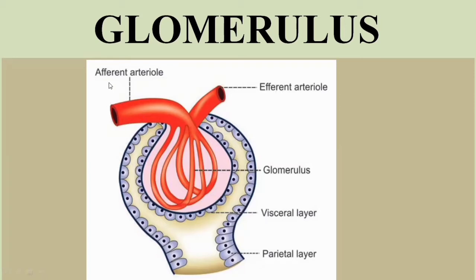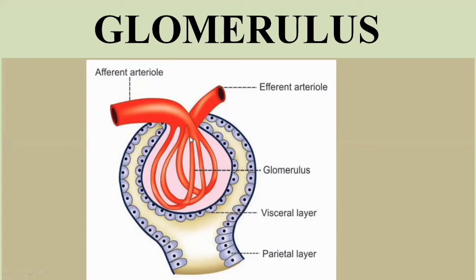So the blood enters through this afferent arteriole and then divides into the tiny capillaries. From the blood, the substances that are small in size and have to be filtered out from the body are filtered into this Bowman's capsule. Almost 20% of the blood is filtered out, and the remaining blood comes out through the efferent arteriole.